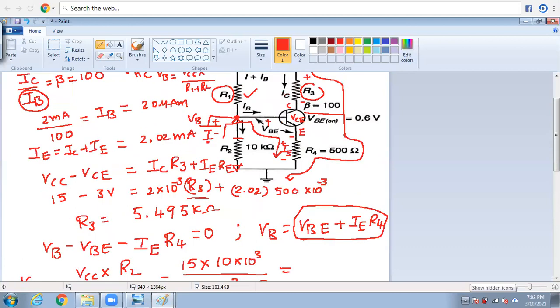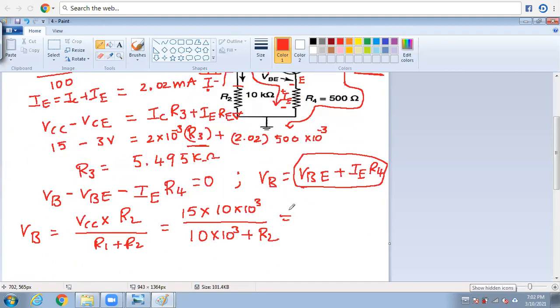Examiner is given by 0.6 volts plus, what about IE? Already I have derived that IE equal to 2.02. What about R4? R4 equal to 500 ohms. This is into 500 ohms.